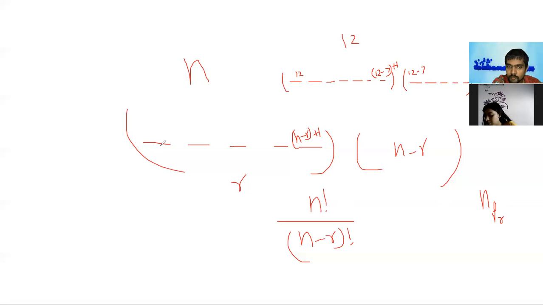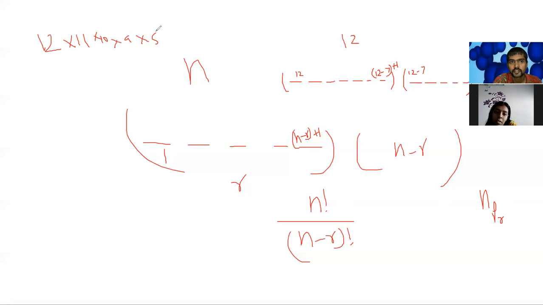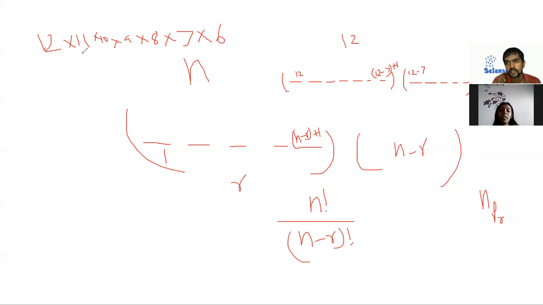Why are you multiplying them? Because they are the missing terms, the choices for each place: 12 into 11 into 10 into 9 into 8 into 7 into 6. Why? First place 12 choices, second place 11 choices, third place 10, like that, 7th place 6 choices. You're multiplying all these numbers because those are the choices for each place.